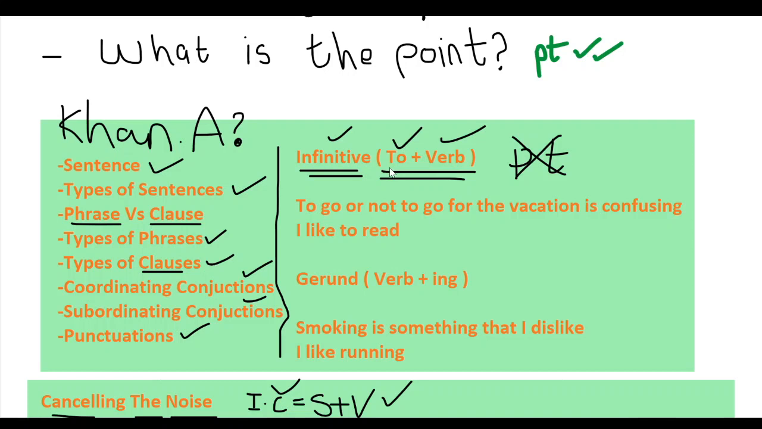Infinitives are a "to plus verb" form, and the way they are different is that infinitives are used as subjects or as objects. Let's see how they work. If I say, "To go or not to go for the vacation is confusing," "is" is the main verb here. "Confusing" is probably a state, almost like an object. And "to go or not to go" is basically the complete subject. On the surface, this "go" might seem like a verb, but when you look at the function, it is acting like a subject. Therefore, it is an infinitive.